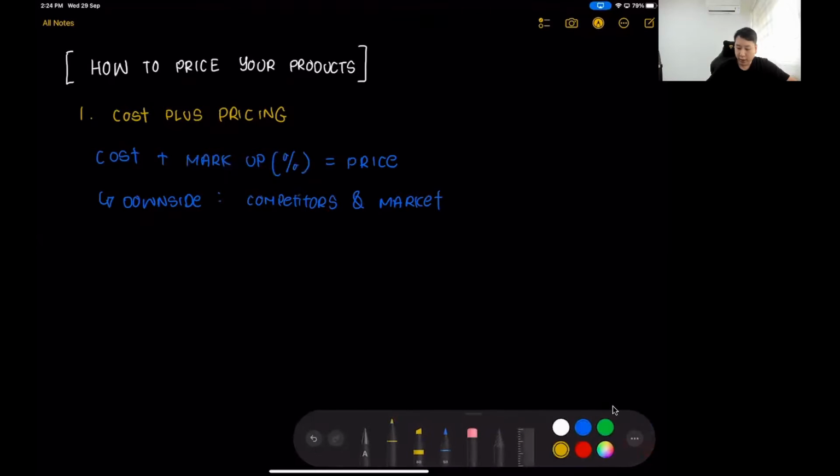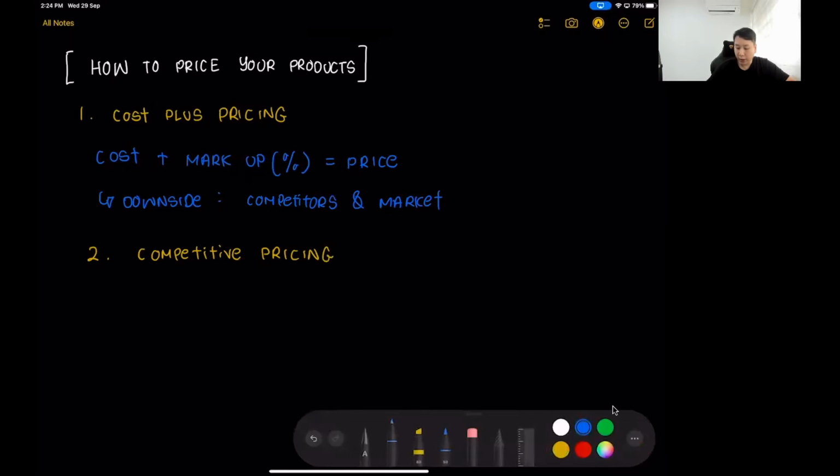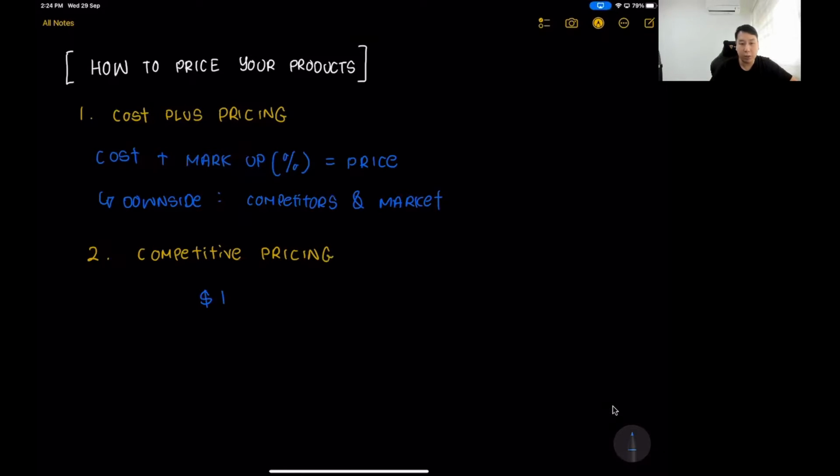Now the second way of pricing your product is what we call competitive pricing. Now, what is competitive pricing? Very simple. Let's say your competitor prices your product at $1. So there are basically two ways you can price your product. You can price it at 90 cents, or you can price it at $1.10. So this is your competitor pricing.